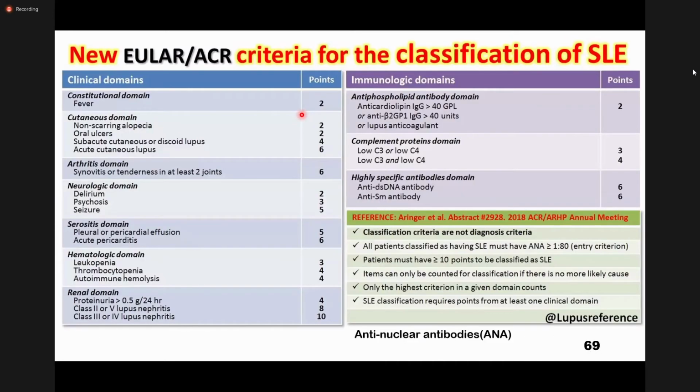So I mentioned to you the guidelines earlier, right? So this is one of the criteria or the classification of SLE. So they have clinical domains and immunological domains here. So this is how they carry out the process of classification of SLE, okay?